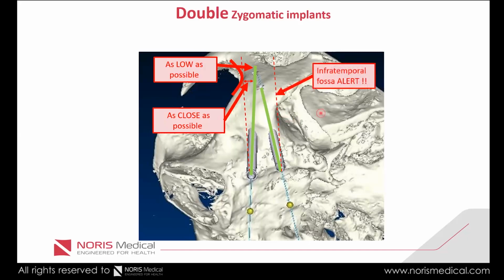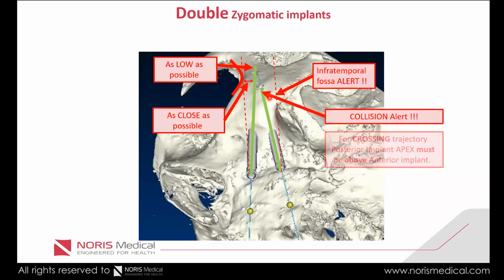So for the implant itself, in this case we have a collision alert because we are crossing, and we want to make sure that we don't hit the anterior implant. The reason I said that the anterior implant has to be low is that in any case, the posterior implant will always be above the anterior implant. It will always be above, and in this case, it must be above by much, so as not to collide with the implant itself.